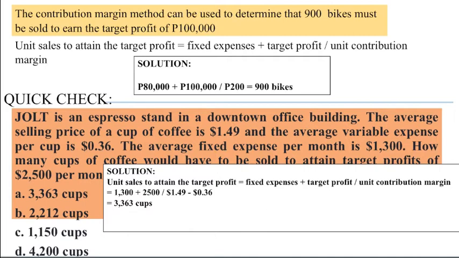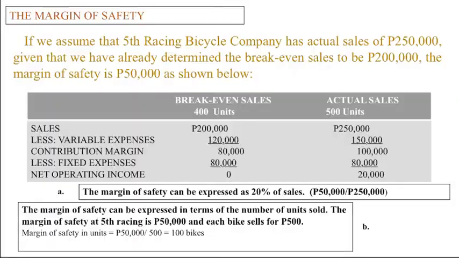Unit sales to attain the target profit equals fixed expenses plus target profit divided by unit contribution margin. Fixed expenses is 1,300 plus target profit of 2,500 divided by $1.49 minus $0.36 equals 3,363 cups.